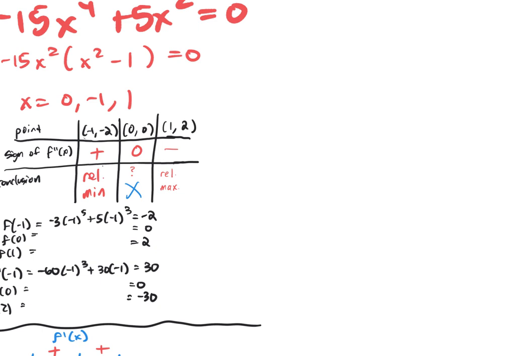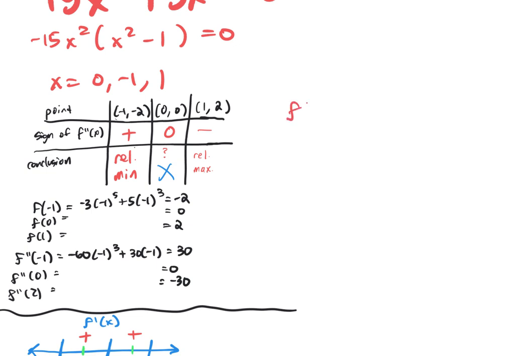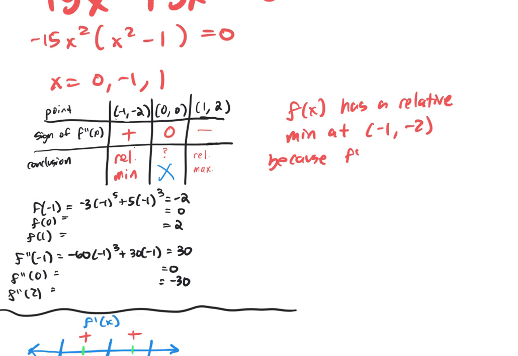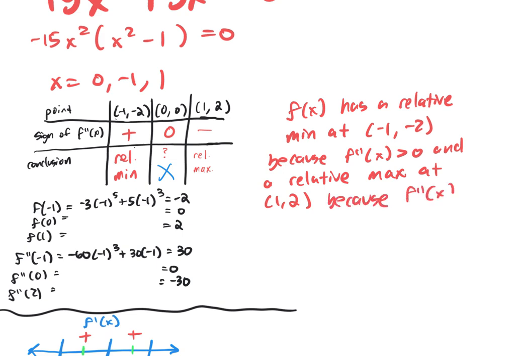Okay, we can then say that using this information, we know that f of x has a relative, and you can abbreviate there, relative min at -1, -2, because the second derivative is positive, and a relative max at 1, 2, because the second derivative is negative. And there's our final answer.